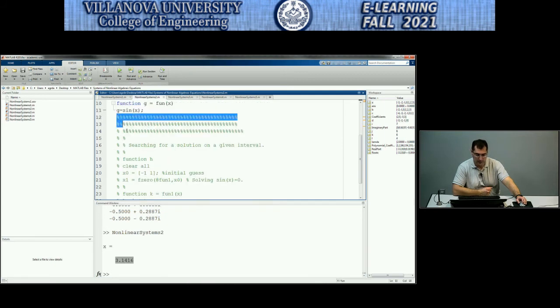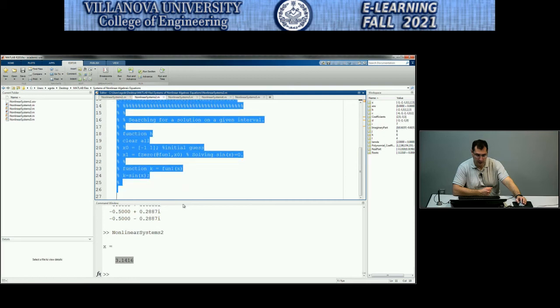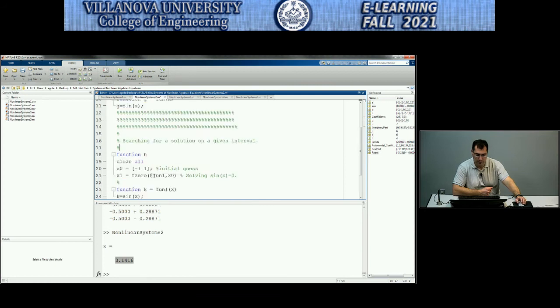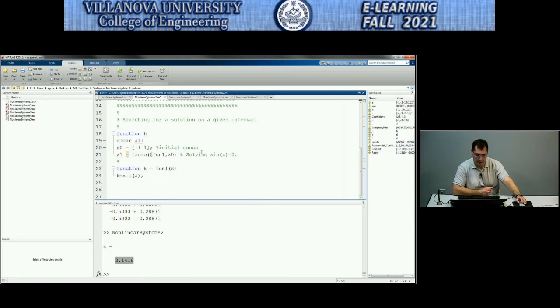If you need to specify the interval on which you need to obtain the solution, you can do that as well: searching for a solution on a given interval. It's the same equation, sine of x equal to 0, but now you're looking for the solution on the interval between -1 and 1. That's why you are specifying x0 as the interval between -1 and 1. MATLAB will select the initial guess within that interval, and hopefully it will end up with the solution that is equal to 0.